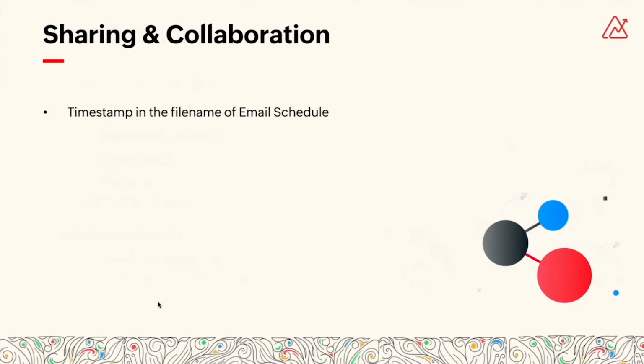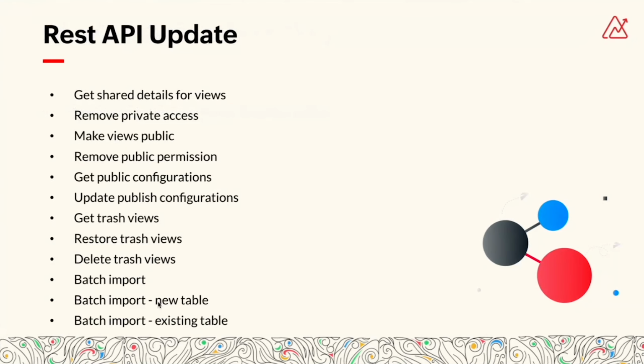And moving on to the final layer, which is the collaboration part, how to append timestamp to the file names in email schedules. And we also saw the updates from the REST APIs.